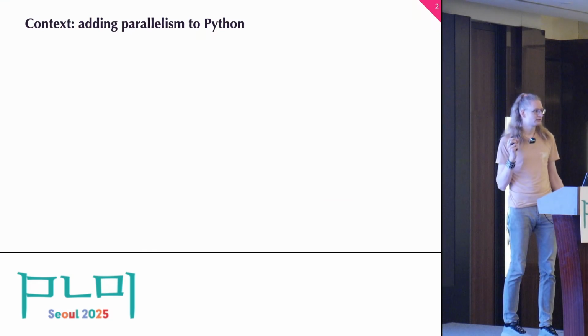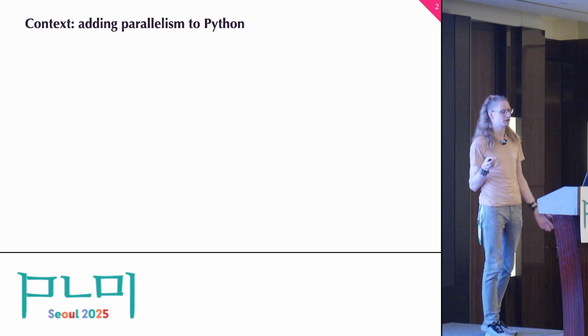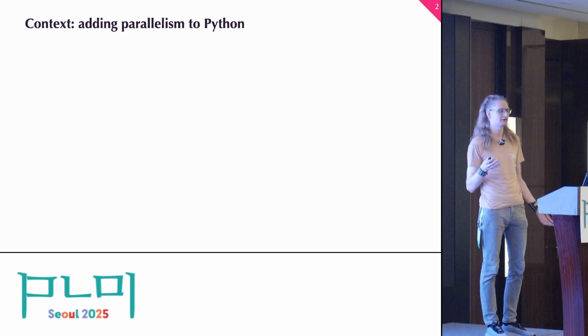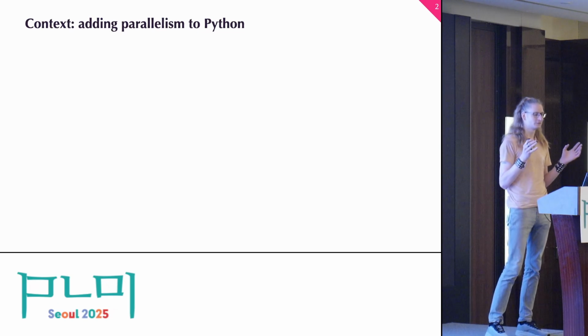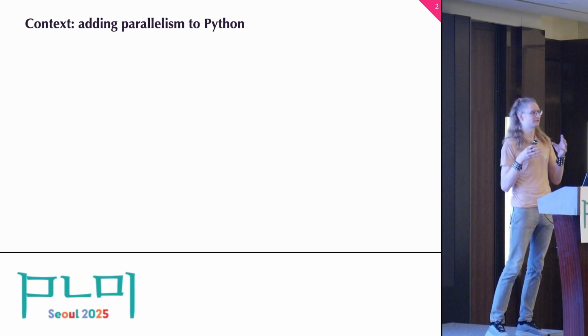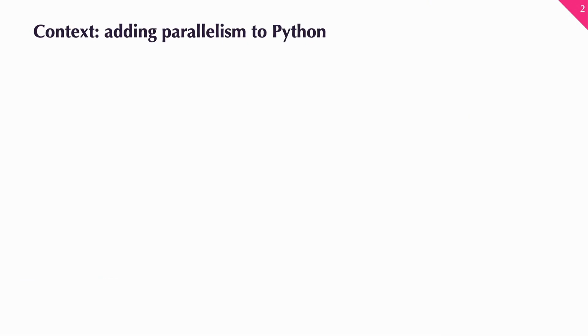So the work I'm presenting is a design paper. It introduces a dynamic ownership model which can be retrofitted into dynamic languages. The work itself is language agnostic, but we have designed it specifically in the context of Python, and with the goal to add true parallelism to Python.